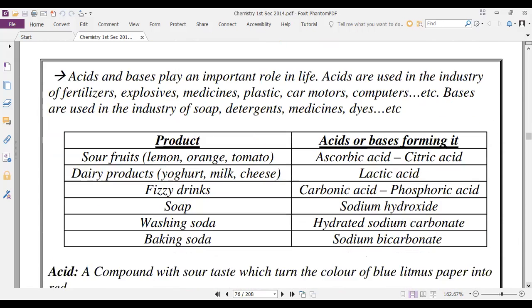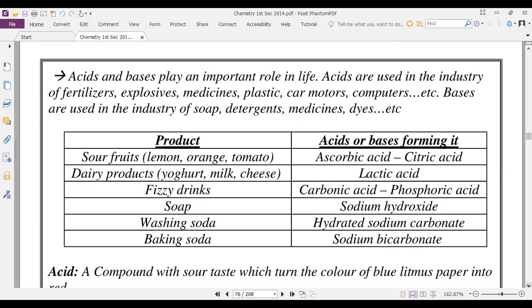So listen, we talk about acids and bases and what are the differences between them. First, acids and bases play an important role in life, as acids are used in the industry of fertilizers, explosives, medicine, plastic, car motors, and computers. Bases are used in the industry of soap, detergents, medicines, dyes, etc. So it is a product of acids and bases.